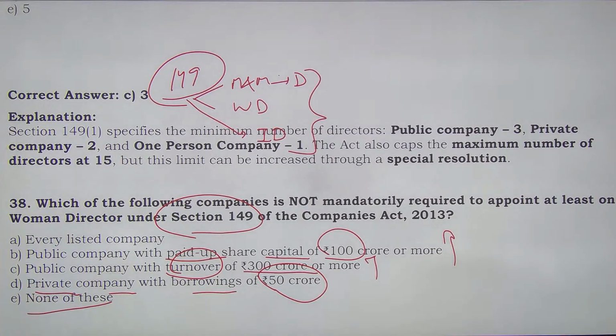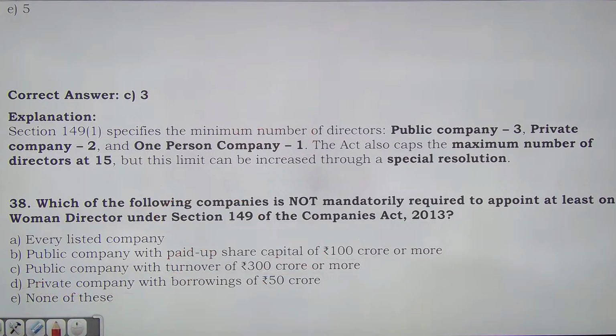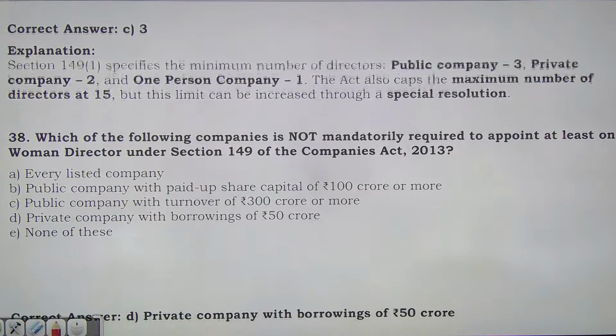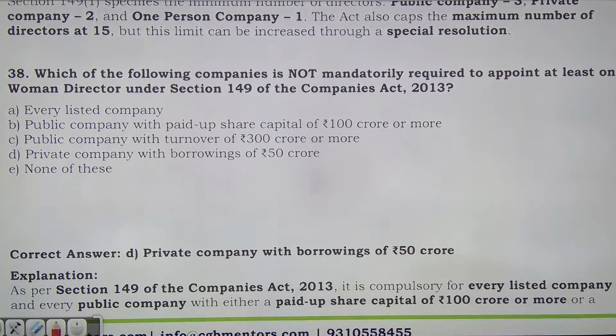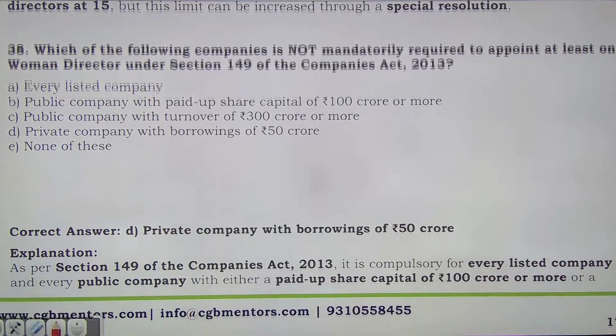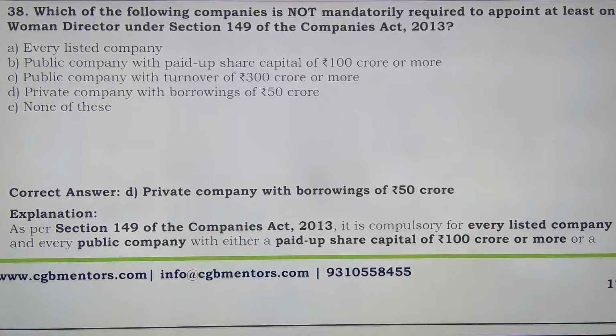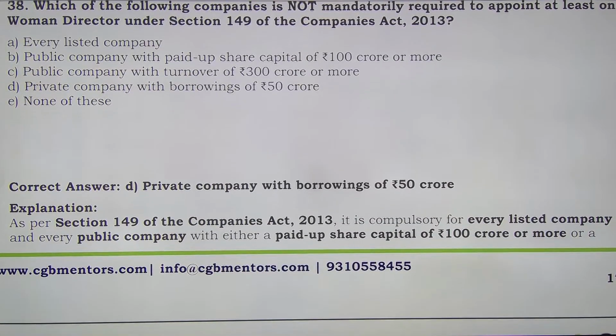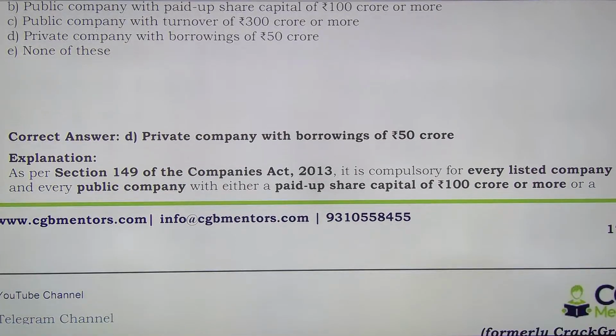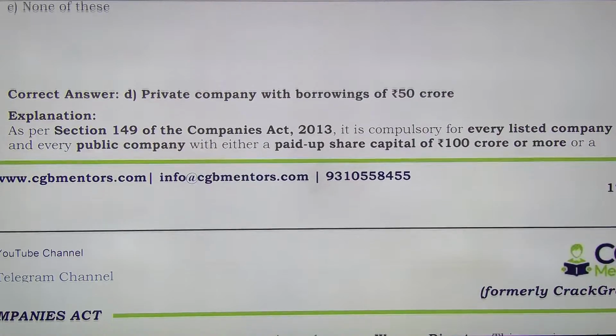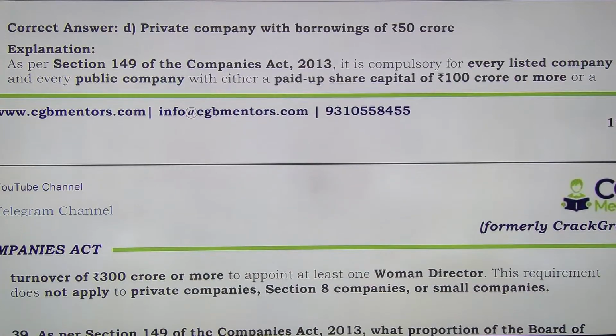Okay, so the answer here is option number D. So in all the other scenarios, every listed company must appoint a women director. A public company whose paid up share capital is 100 crore and more, and a public company whose turnover is 300 crore and more. So these kinds of companies have to appoint whom? Appoint a women director according to section number 149 of the Companies Act.